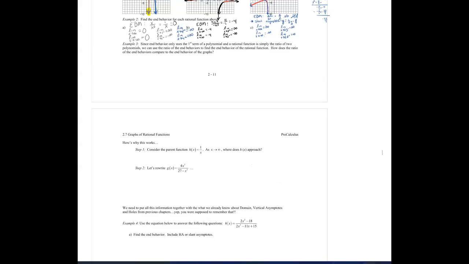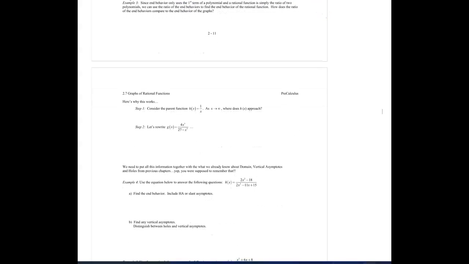Right, so the next couple I've already kind of done. We need to put all this information together to know about domain, vertical asymptotes, and holes from previous chapters. And yeah, we're supposed to remember things, guys. We're in pre-calc, so I do expect you to be able to recall things.